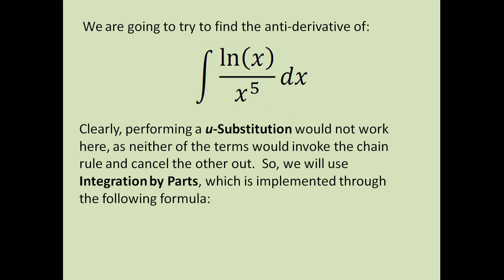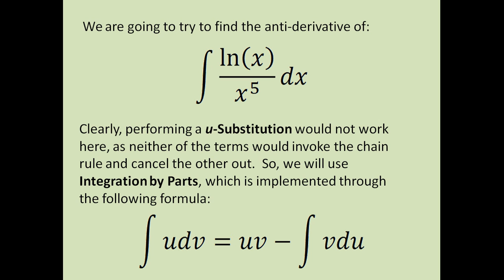Now, you think that maybe we could try doing u substitution. You should be familiar with that strategy. But here that would not work because neither of the terms would have a derivative that would cancel out the other. So we're going to use integration by parts instead, which is implemented through this formula. The integral of u dv equals u times v minus the integral of v du.